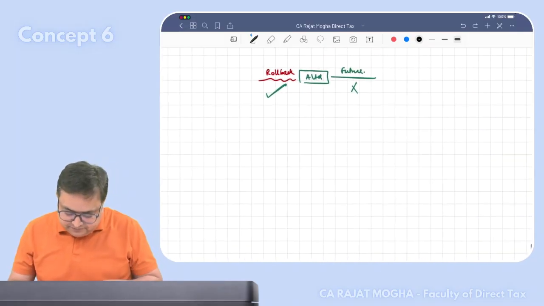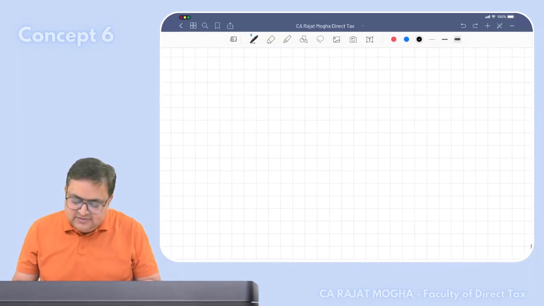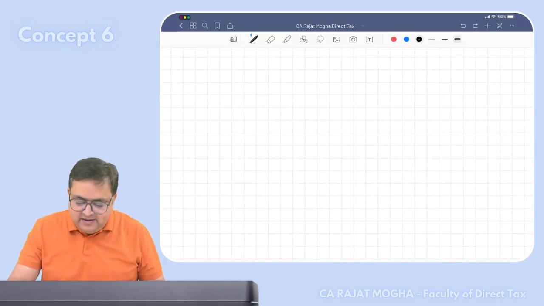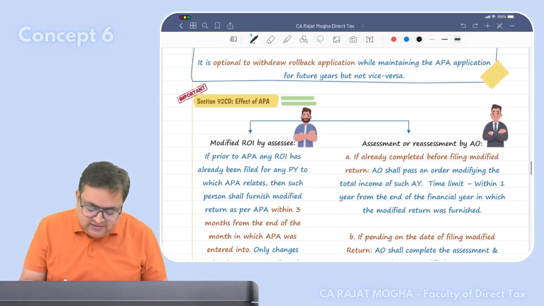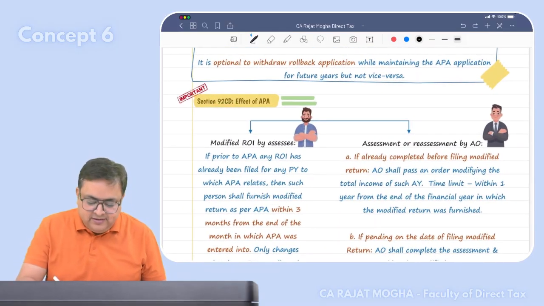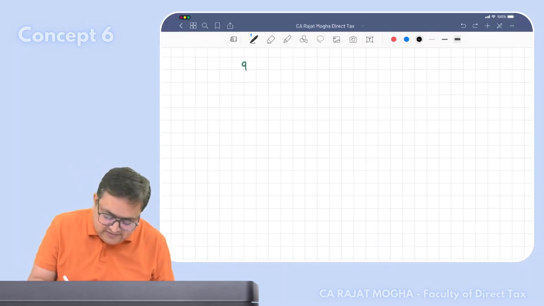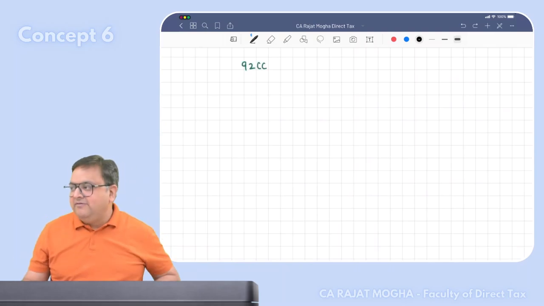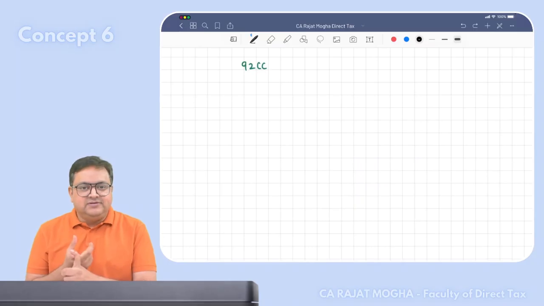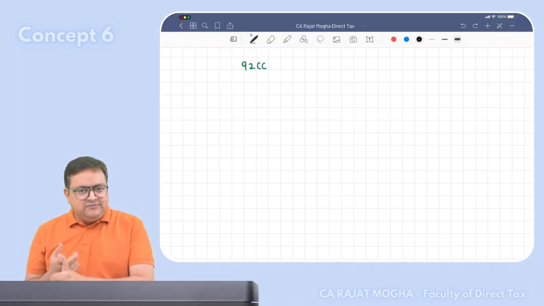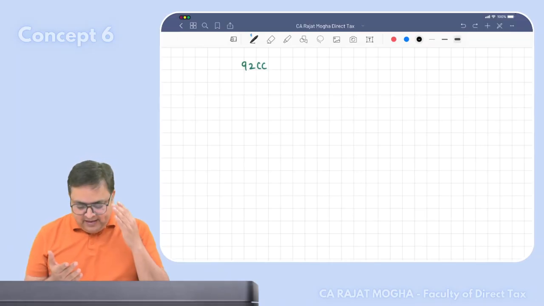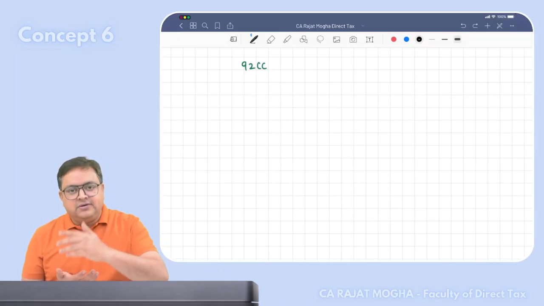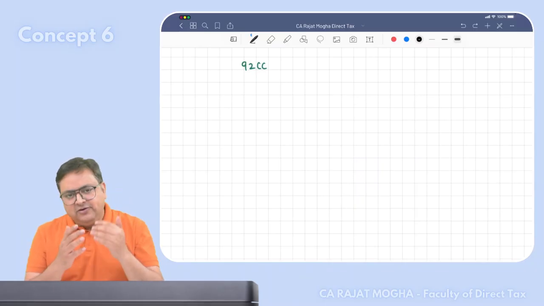Got it? Now, guys, the last point in APA, which is very, very important, 92CD. So we have done section 92CC. Please tell me what we have done in 92CC. Sir, APA provisions. Can APA be entered for specified domestic transaction? No, it can only be for international transaction. Can we go for 6-7 years for future? No. Maximum how many? 5. Maximum 5. We can go for less also.